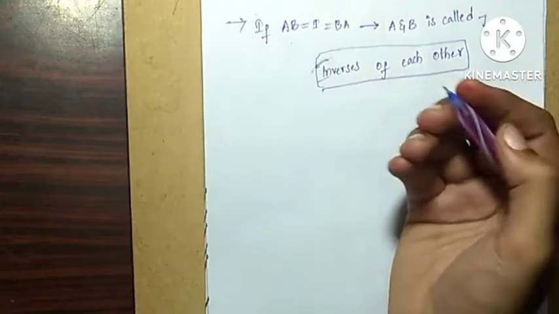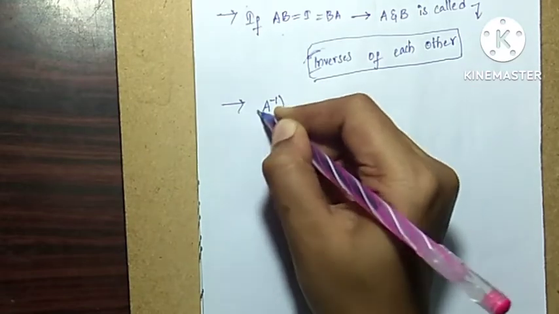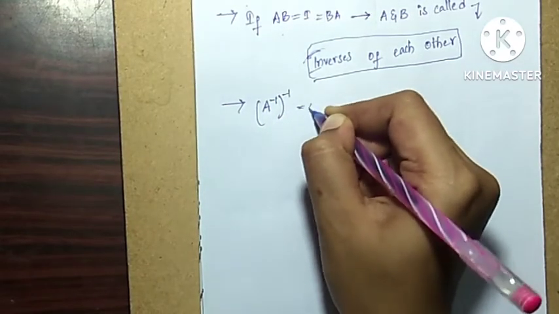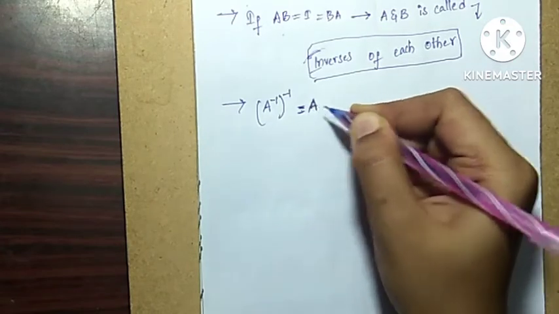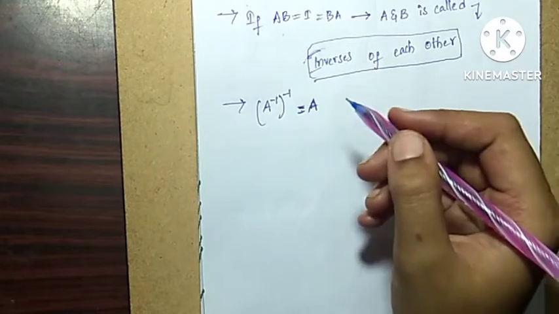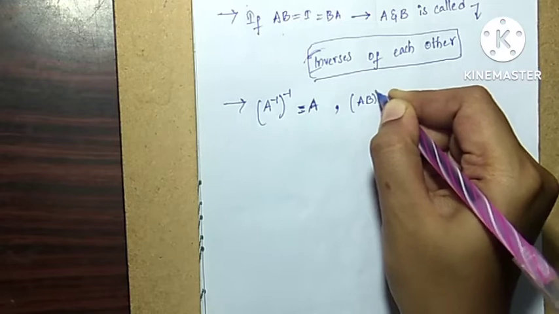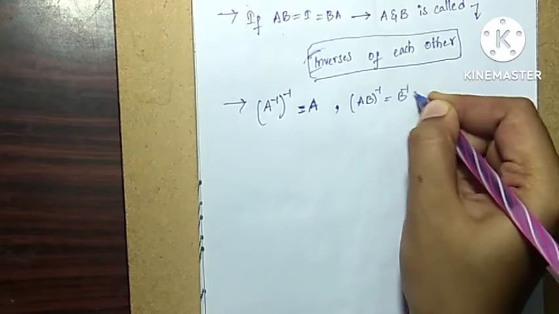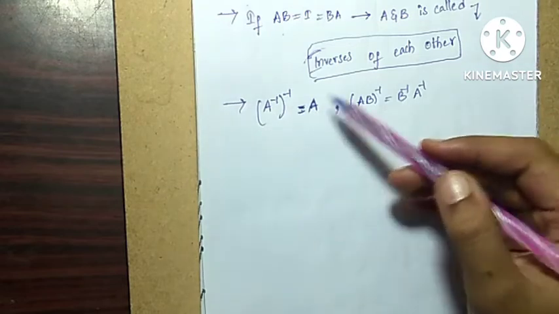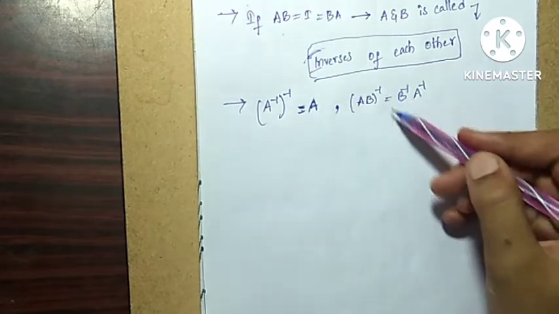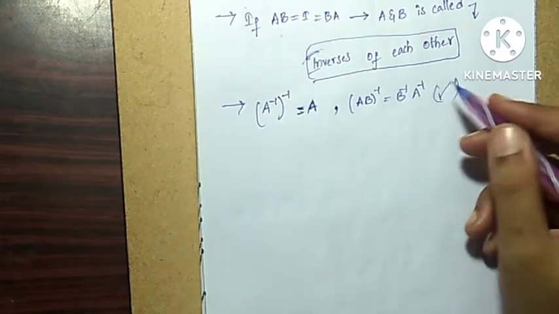Okay, our next formula is: A inverse whole inverse is equal to A, and AB whole inverse is equal to B inverse A inverse. What is that? A inverse whole inverse is equal to A, and AB whole inverse is B inverse into A inverse. These are the most important formulas.